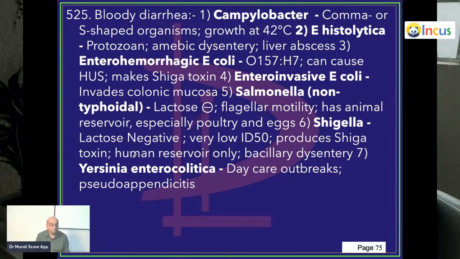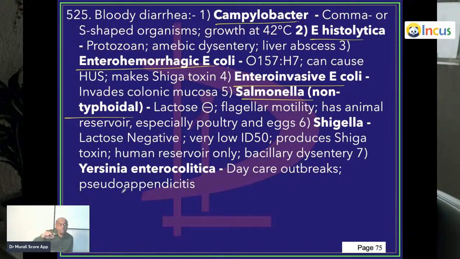Now, doctor, one favorite MCQ in the exam is bloody diarrhea. Somebody had a dysentery. What are the organisms that lead to the dysentery? You have to be 100% sure. So bloody diarrhea can be caused by Campylobacter, Entamoeba histolytica, Enterohemorrhagic E. coli, Enteroinvasive E. coli, and non-typhoidal Salmonella.